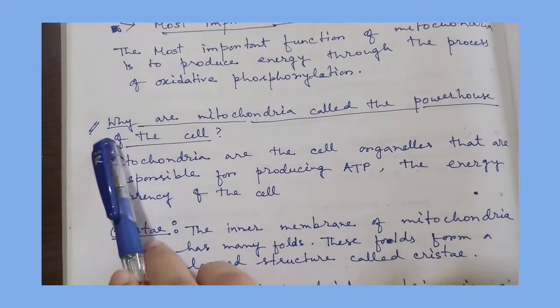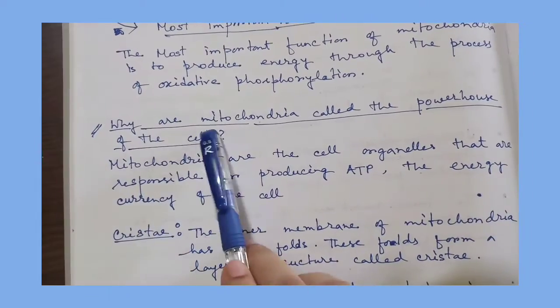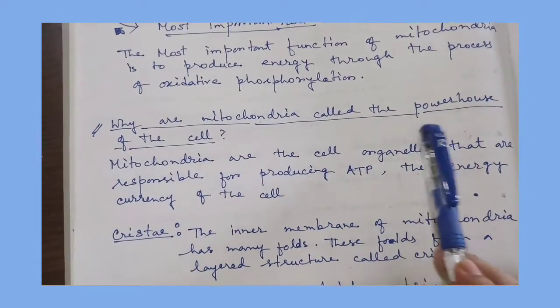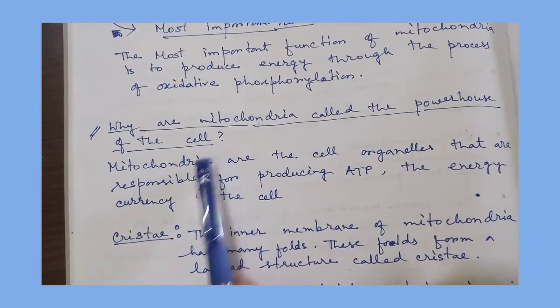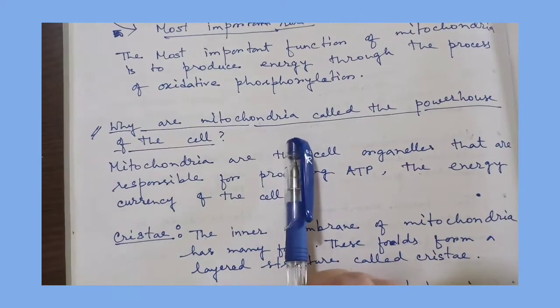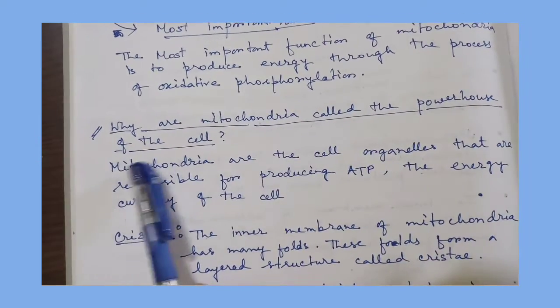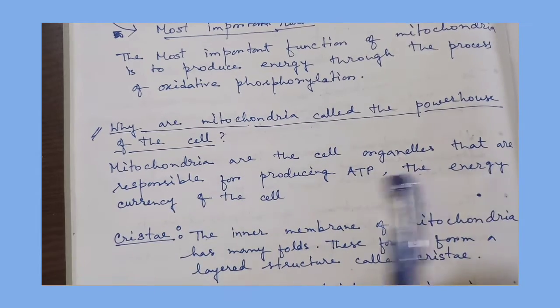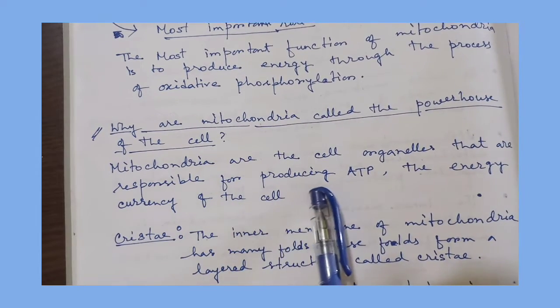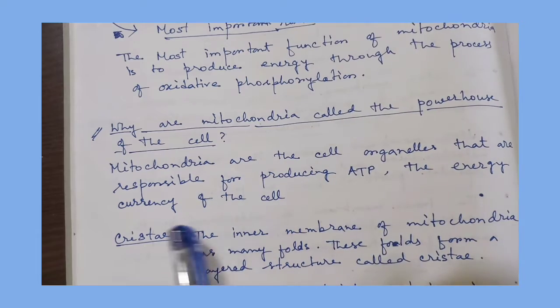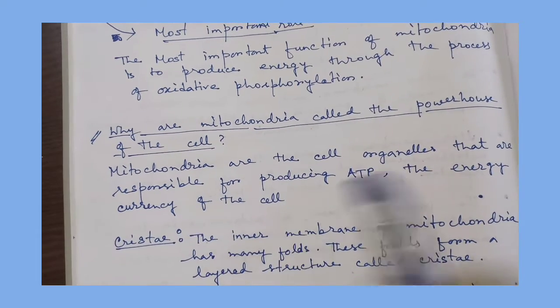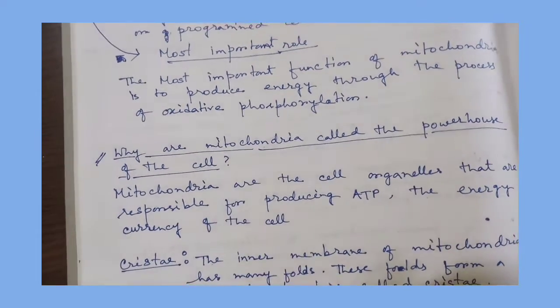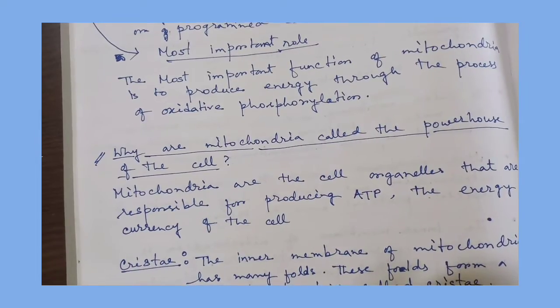It is a very important question. Why are mitochondria called the powerhouse of the cell? Mitochondria are the cell organelles that are responsible for producing ATP, the energy currency of cells. So, mitochondria are called the powerhouse of the cell.